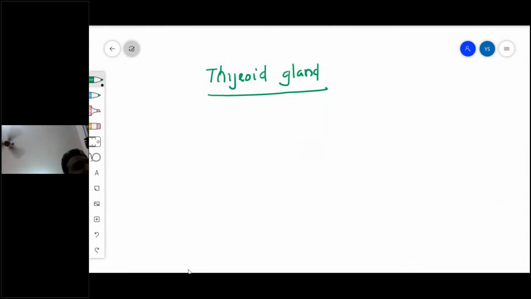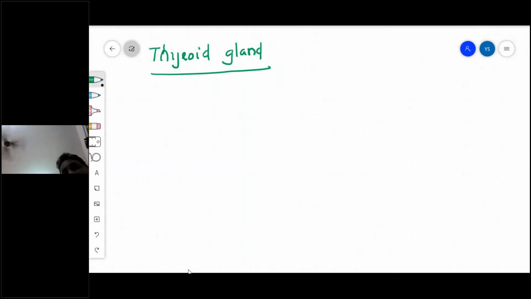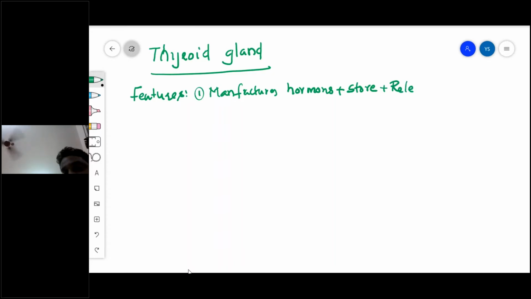So now we come to the thyroid gland. Actually, we can observe three unique features of the thyroid gland. Features of thyroid gland. Number one, it manufactures hormones, plus stores and releases. That's the one unique feature.